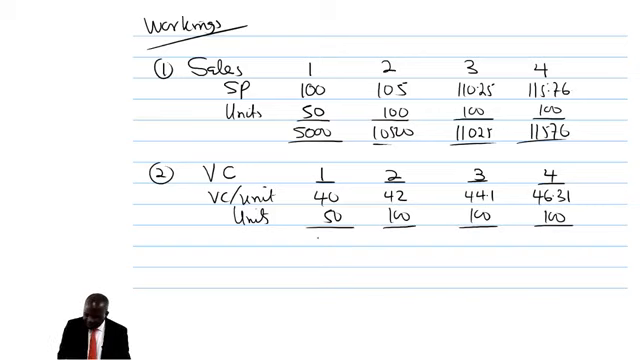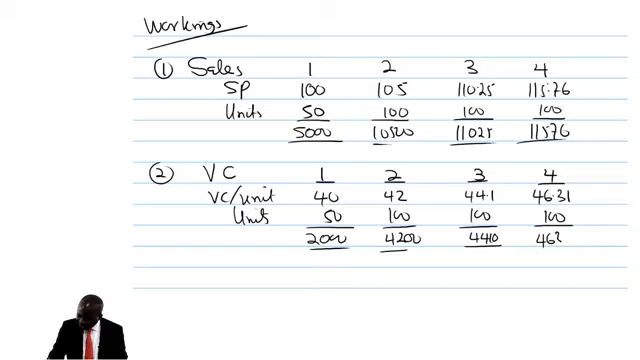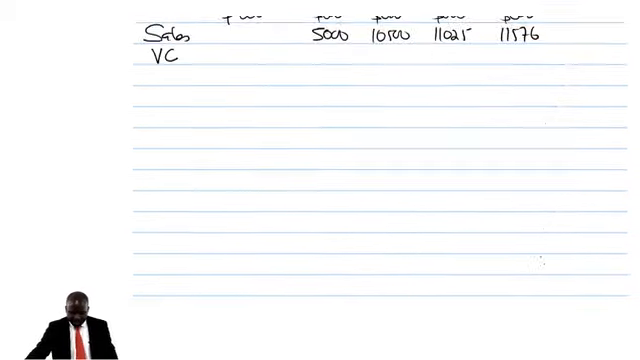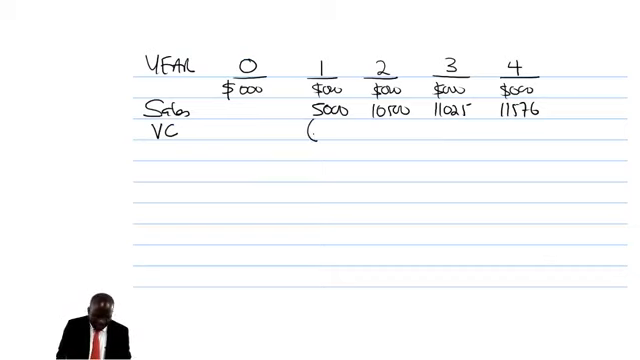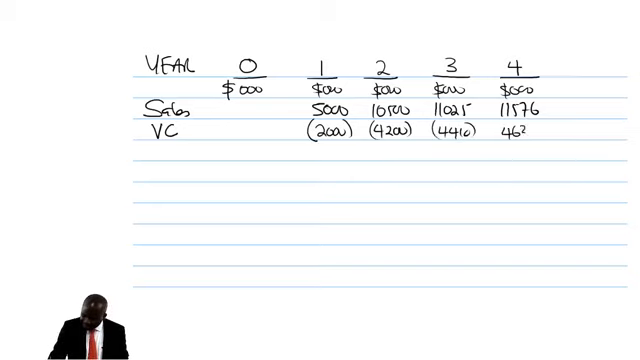So I multiply. This is 2,000. This is 4,200. This is 4,410, and then this one will be 4,631. That is done. I move myself up. What are the figures? Variable cost is a cash outflow. So this is 2,000 and this is 4,200. This is 4,410 and this is 4,631.